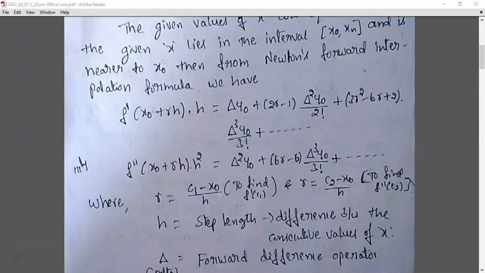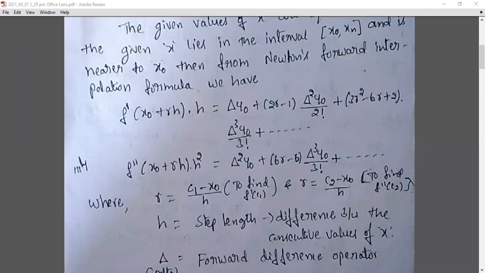Here x naught represents the first value of x, and c1 is the value of x at which we are going to find the value of the function derivative, and h is called the step length. That is nothing but the difference between the consecutive values of x. So r will be obtained by using this formula, and these forward differences like delta y naught, del square y naught, del cube y naught are all obtained from the table.